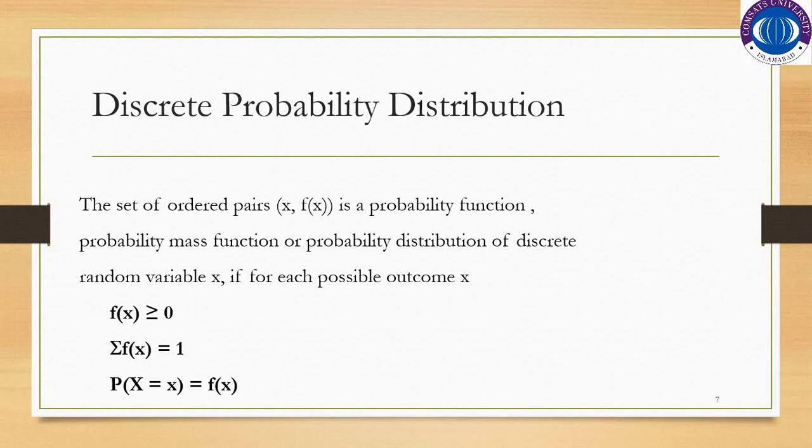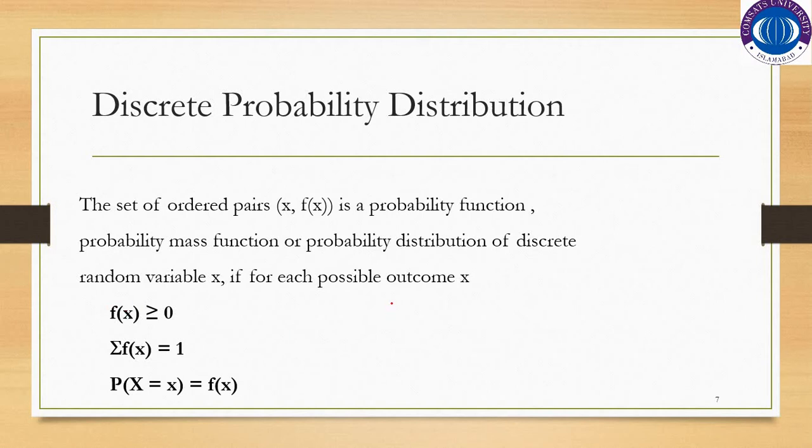Discrete probability distribution. The set of ordered pairs x, f of x is a probability function or a probability mass function or probability distribution of discrete random variable x if for each possible outcome x. As we know, we are associating a random variable with a real valued function with a sample space of a random experiment. Whenever we substitute the value x of a random variable, we will get the resultant value of the function, which is f of x.